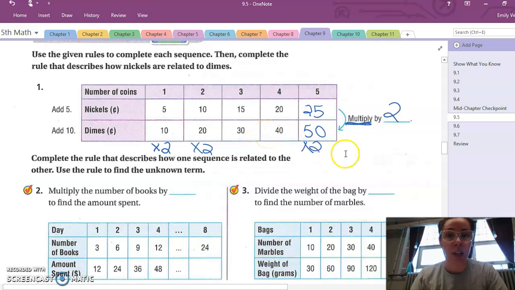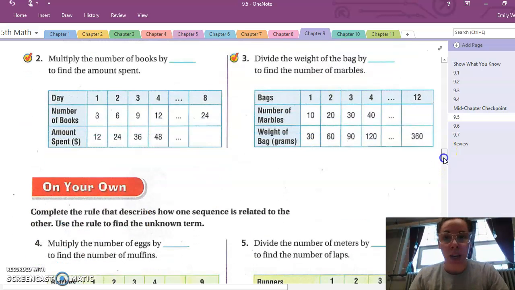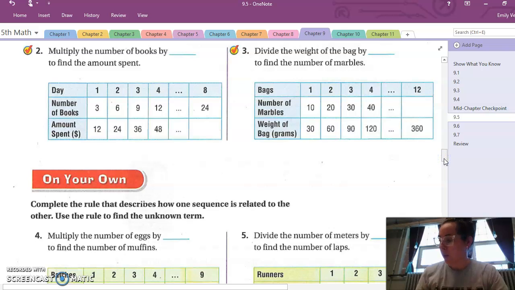And now if we look at 2 and 3, and actually 4 and 5 are doing the same thing as well, except they're not going in numerical order here. They skip some. So you have to be careful and watch and see if it goes in order or not. Number 5 goes in order, but 2, 3, and 4 do not. So you have to be careful about that.